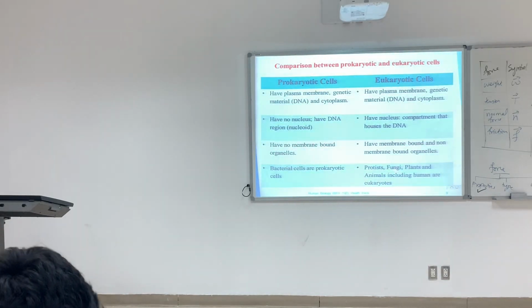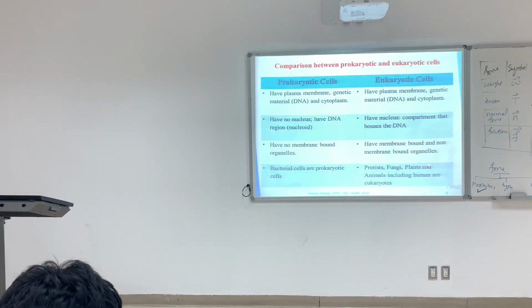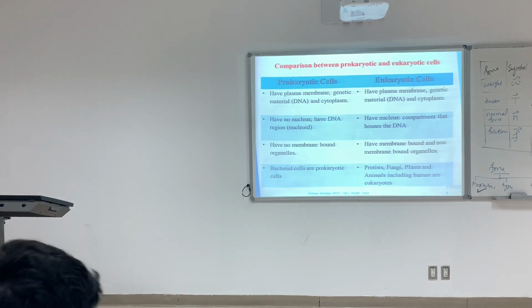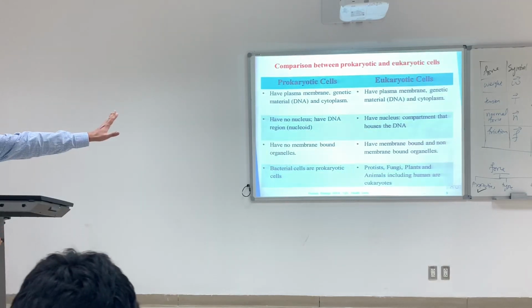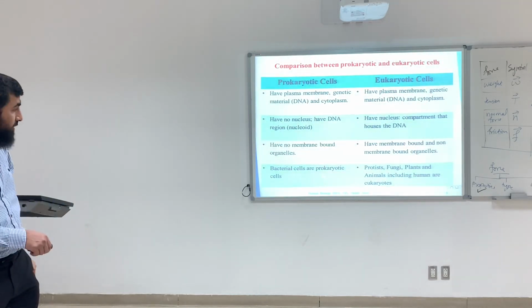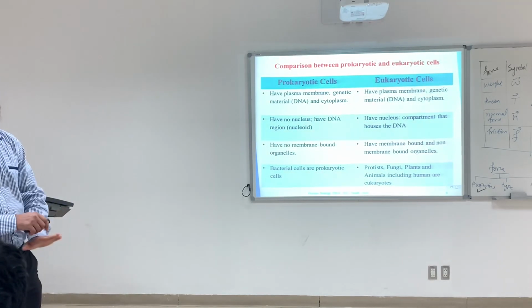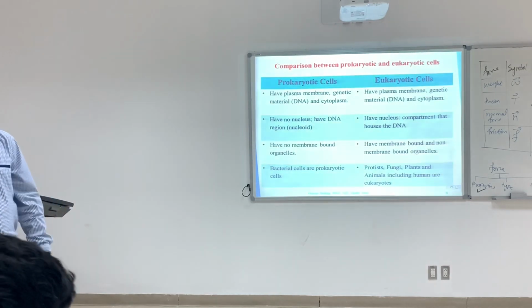So with examples, bacteria and archaea are prokaryotes, okay? And the rest of the kingdoms are all eukaryotes, okay? So key things: know the similarities and the differences. And this table is very good. All the bacteria are prokaryotes? Yes, bacteria and archaea are prokaryotes. Got that? Yeah.